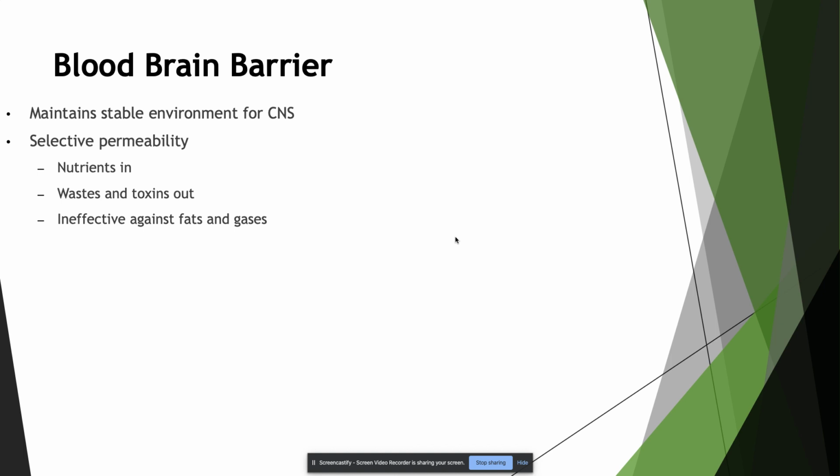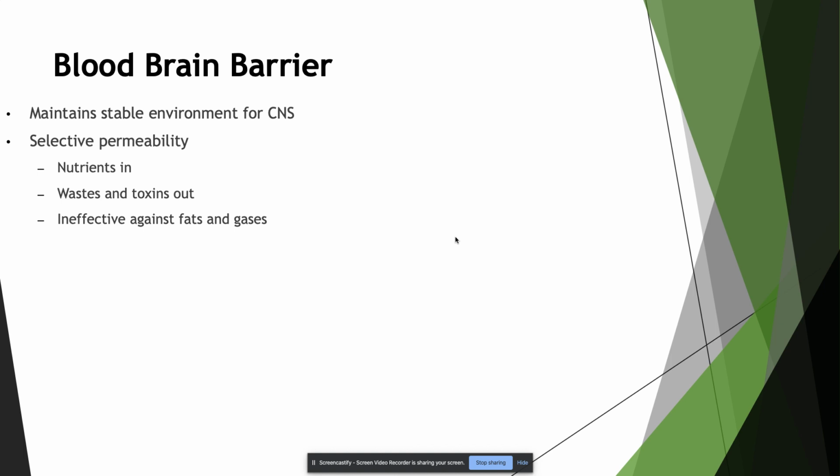Let's talk more about the blood-brain barrier, but just as an overview, the blood-brain barrier helps to maintain a stable environment for the central nervous system and has a distinct composition that is different from blood plasma. Most notably, there are fewer plasma proteins within the blood-brain barrier, and it has a selectively permeable membrane for the nutrients, waste, and toxins, and it's ineffective against fats and gases. So those can travel easily through the blood-brain barrier.